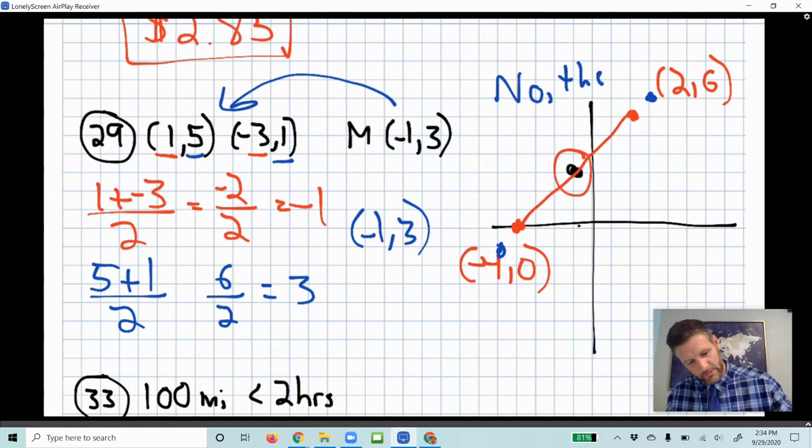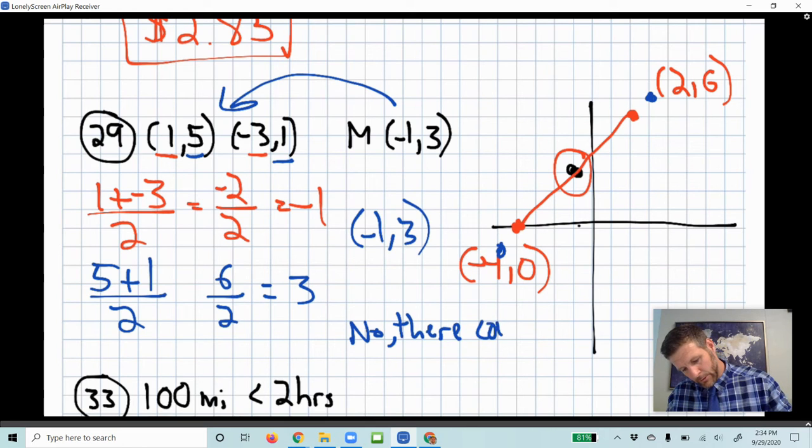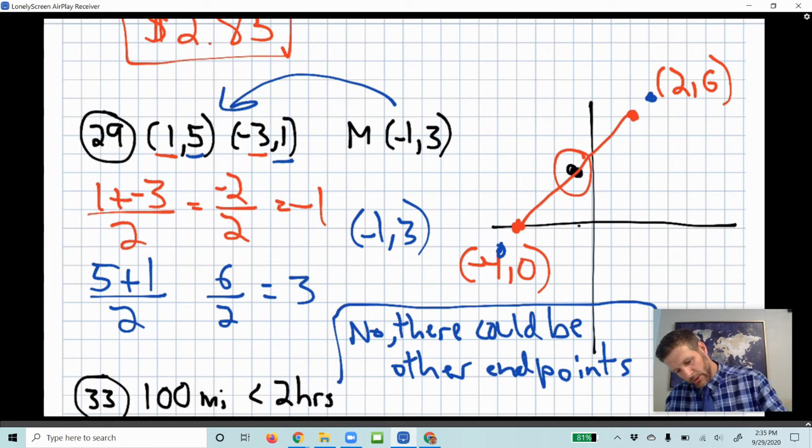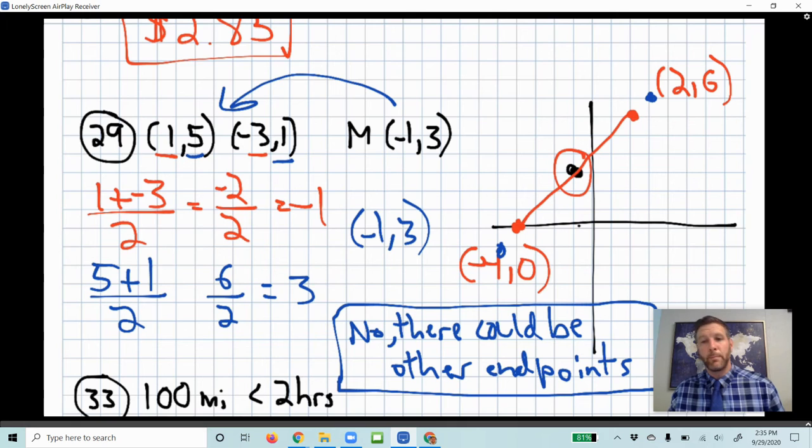Actually, let's write this in a better spot rather than just cramming it there. No, there could be other endpoints. So I can't help but say that again. Make sure, if it's a biconditional, make sure it's true both ways, forward and backwards. If it's just a conditional, you just got to make sure it's true the direction they are stating it.